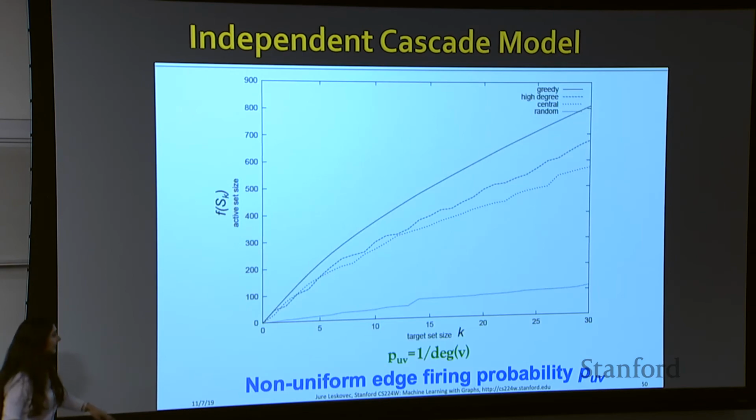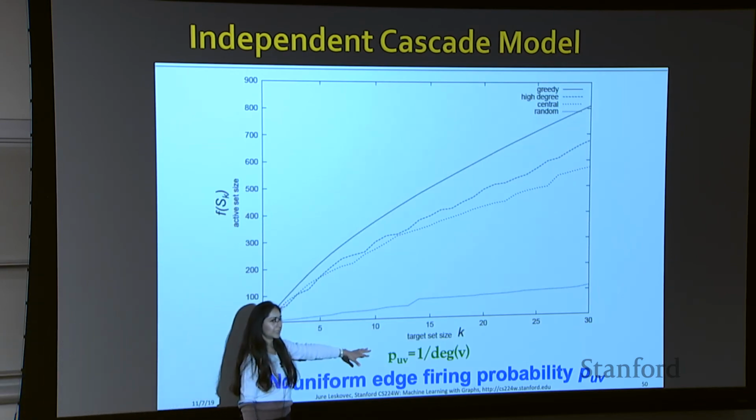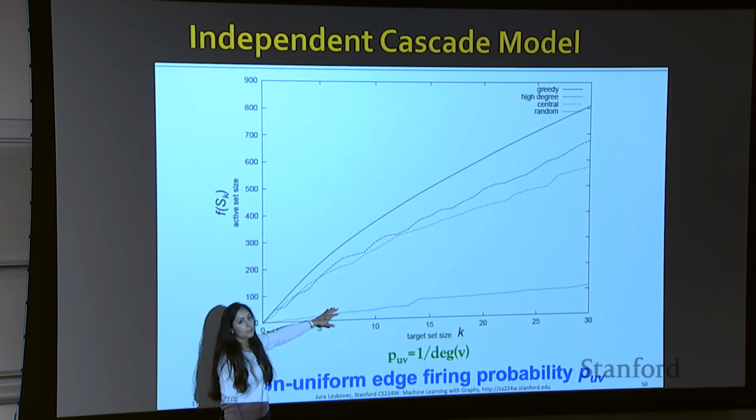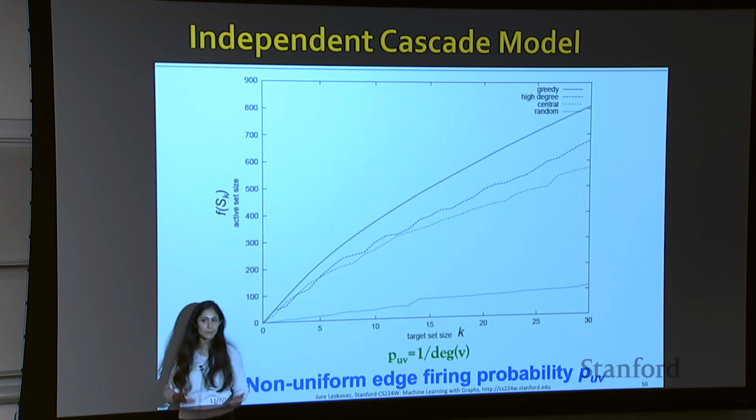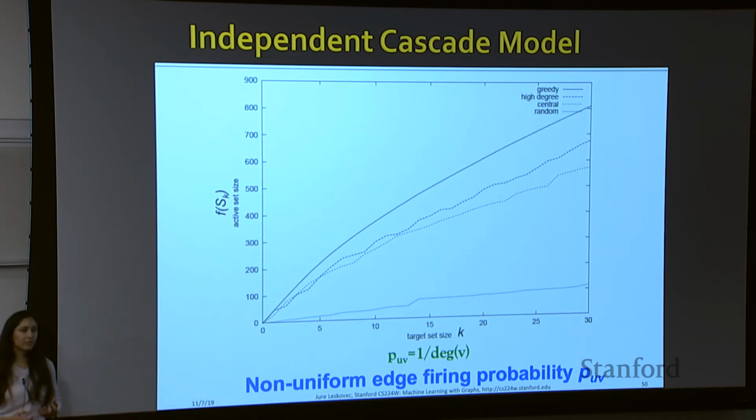What happens if we have edge firing probabilities, which is 1 over the degree of every node? Greedy can perform even better. So it depends on the structure of your underlying network. There might be a larger gap or a smaller gap between greedy and the other, simpler strategies.